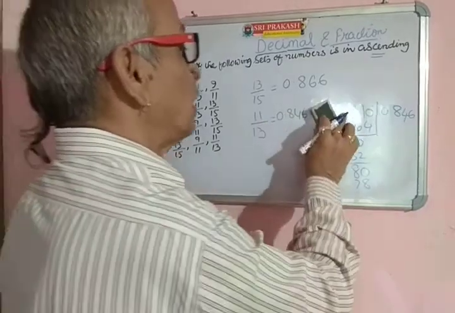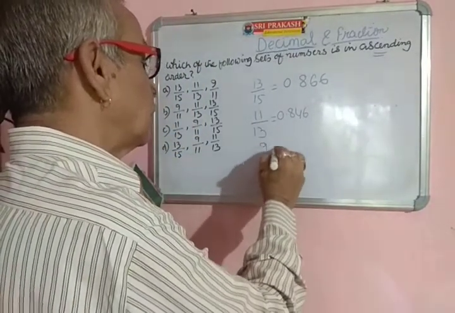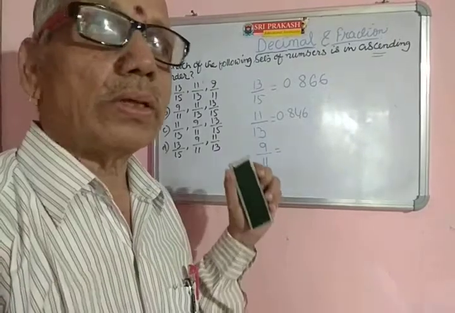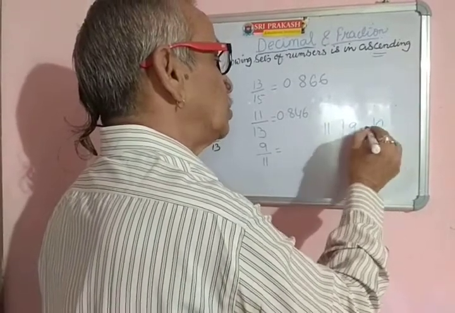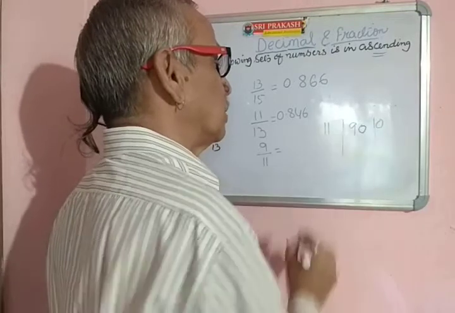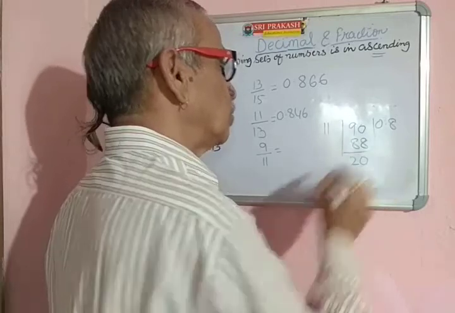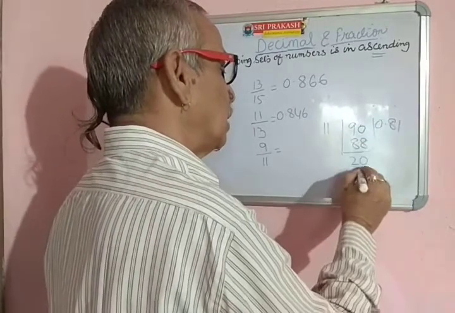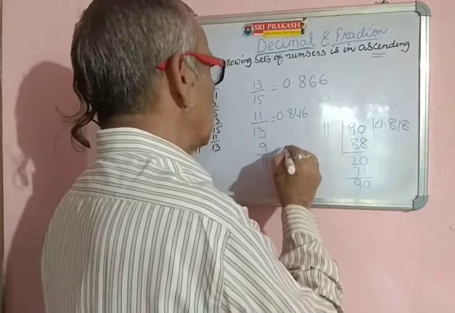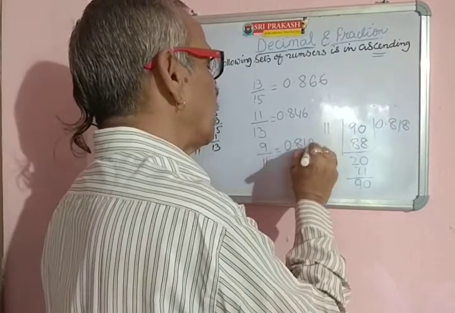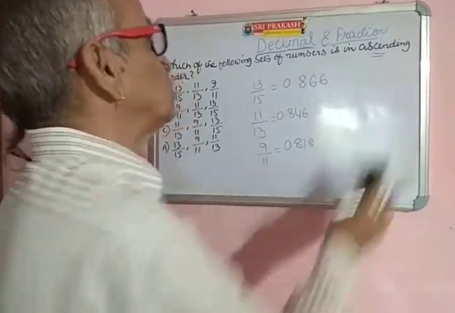So now let us take the third number, 9 by 11. That means you have to divide 9 by 11. So it won't go. You have to keep one decimal and take one 0. 11 8s are 88. 11 1s are 11. So this is 0.818. So now we changed all the fractions into decimals.